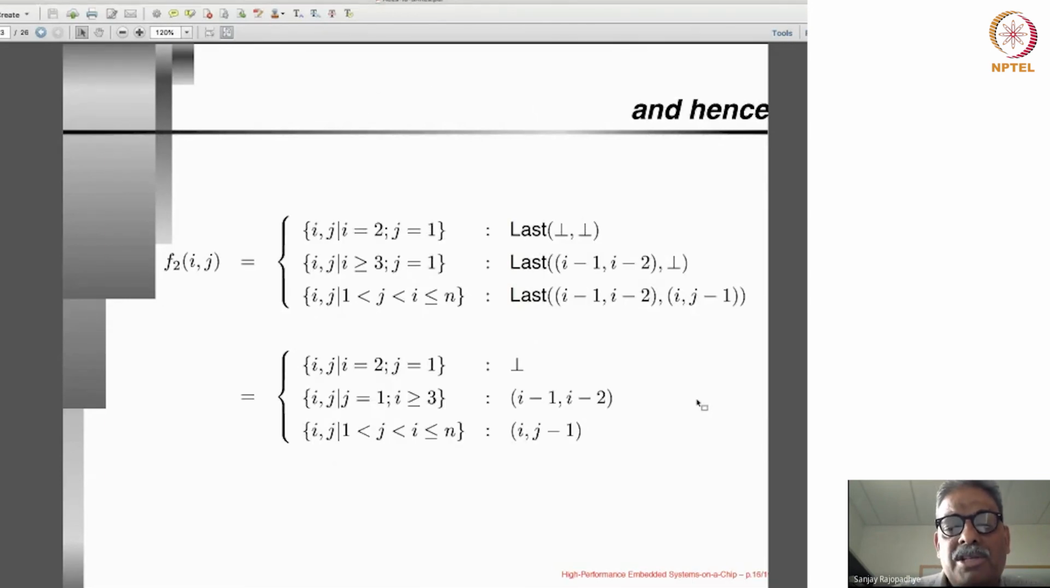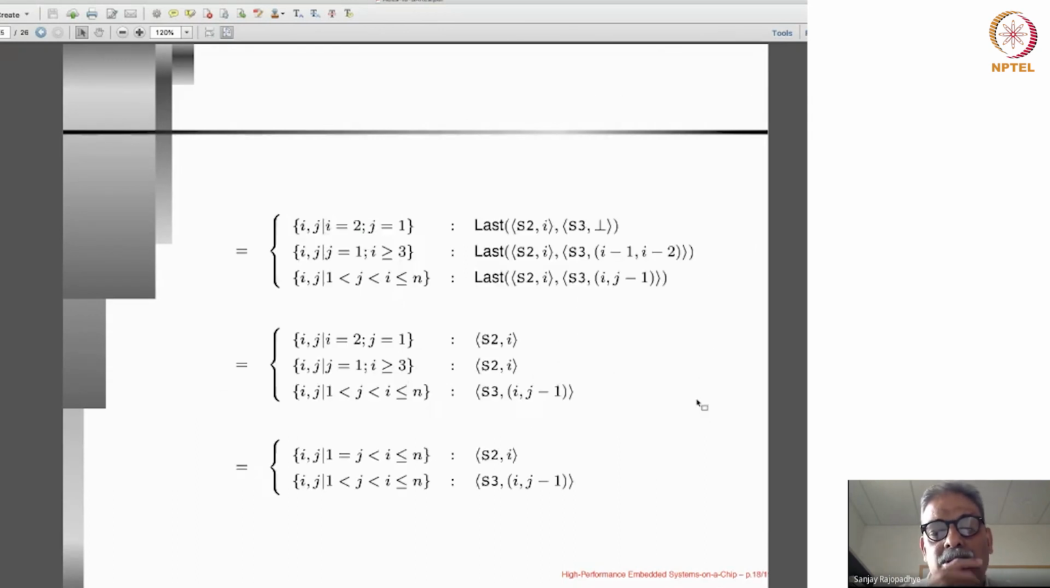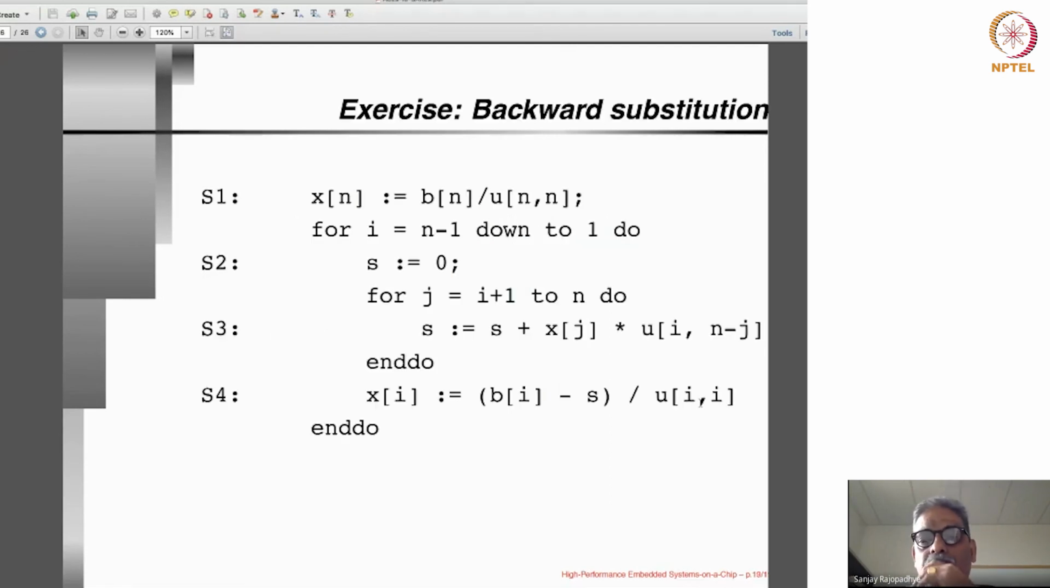And you see the corner cases. If I equals 2 and J equals 1, it is bottom because there is no instance of statement S3 that produced the value. If I equals 1 and J is greater than or equal to 3, then it is I minus 1, J minus 2. Otherwise, sufficiently far from the boundaries, it is I, J minus 1. Now you take the last of these two solutions, and that becomes some piecewise affine function of I and J.